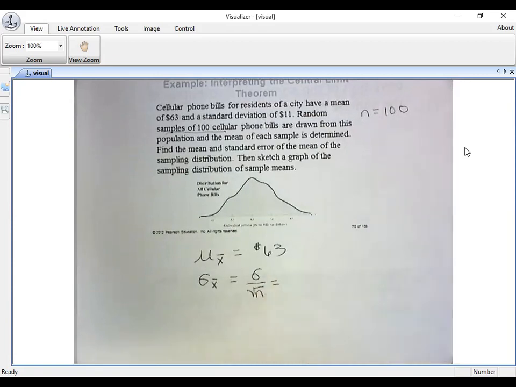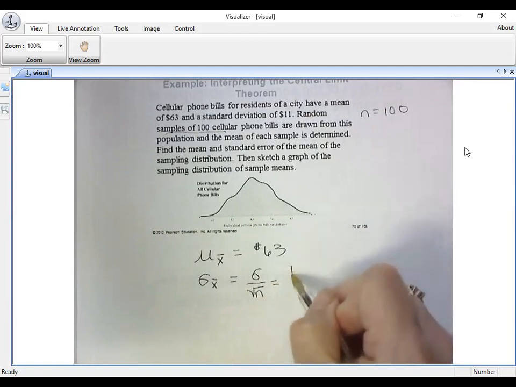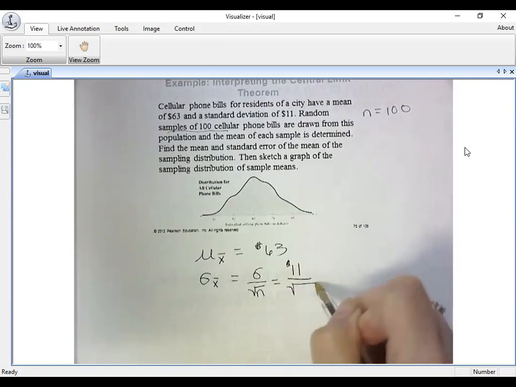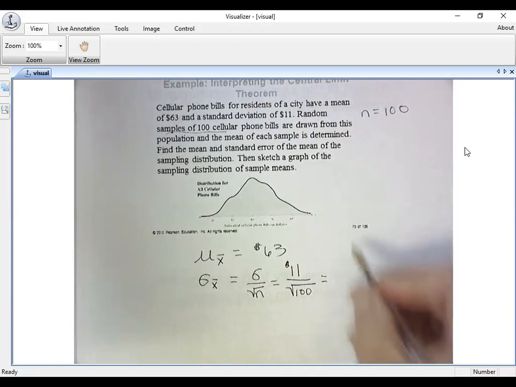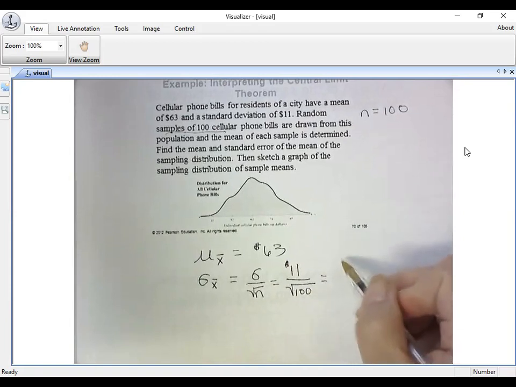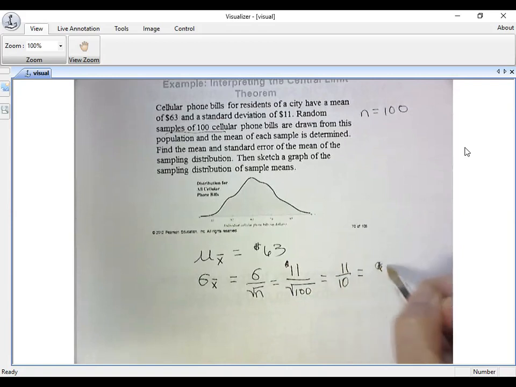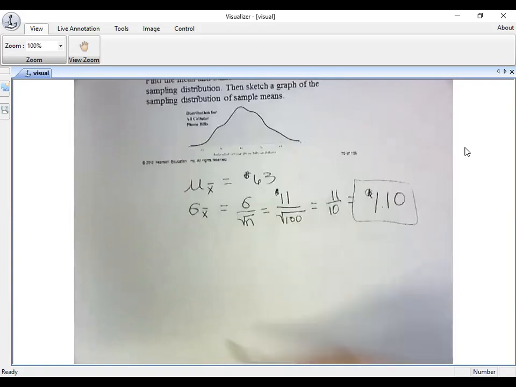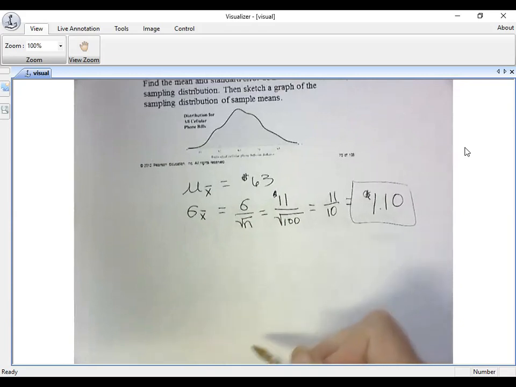So according to this, the standard deviation for the population was how much? $11. And we're going to divide that by the square root of what number? And the square root of 100 is? Yeah, 10. And so 11 divided by 10 is 1.1, or $1.10. Does that make sense? Okay. Now it says sketch a graph of the sampling distribution of sample means.